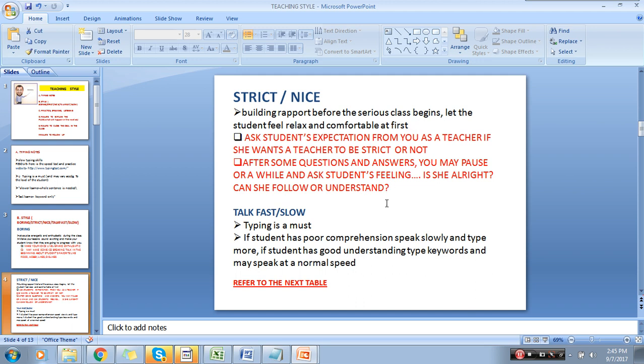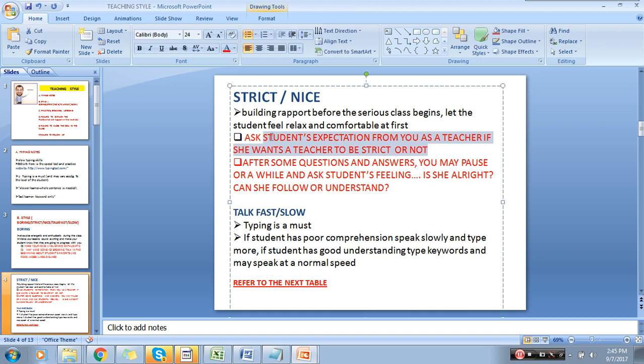So, what you are going to do? Ask your students' expectation from you as a teacher, if she wants a teacher to be strict or not. You may ask her, what do you expect in my class? Okay, what do you expect from me as your teacher? So that you could be able to vary your teaching style. If she wanted you to be strict, so you have to be strict with her.